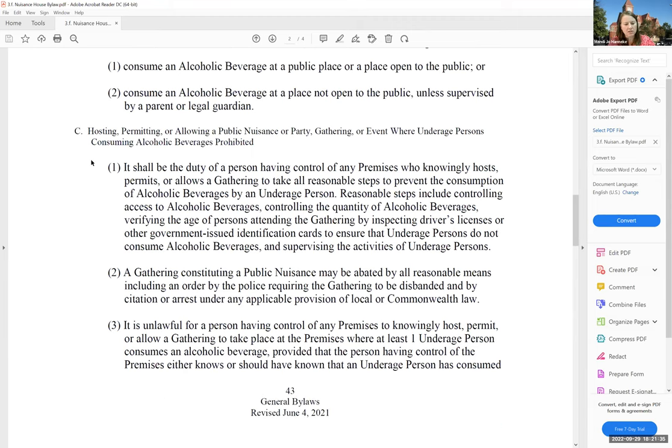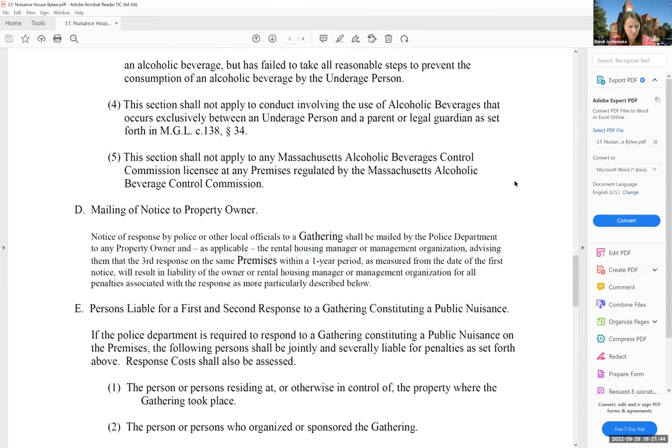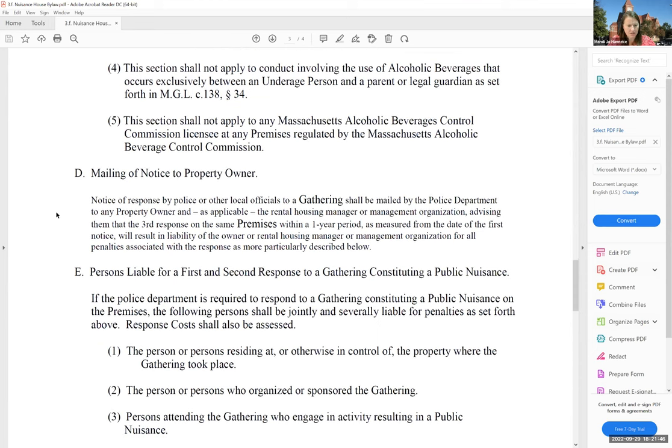And then the hosting is, you can't host a gathering that could be a public nuisance. It goes on. And then the next page is the notice of response to the gathering, which is mailed to the property owner and maybe the management company. It doesn't say whether that's on the first response or the second response, but it advises them that a third response could result in liability.